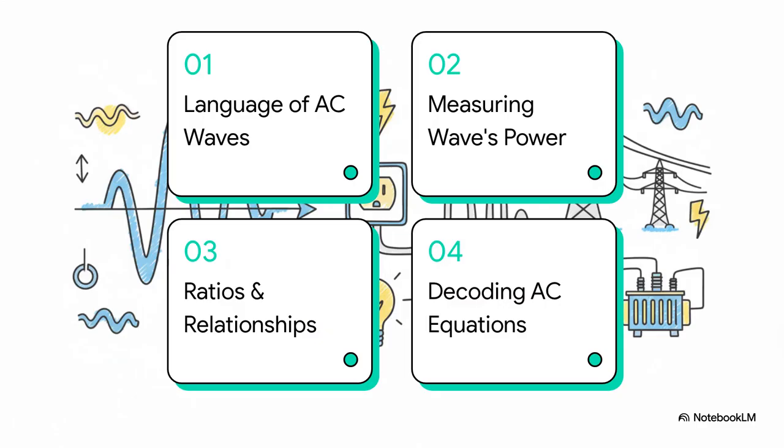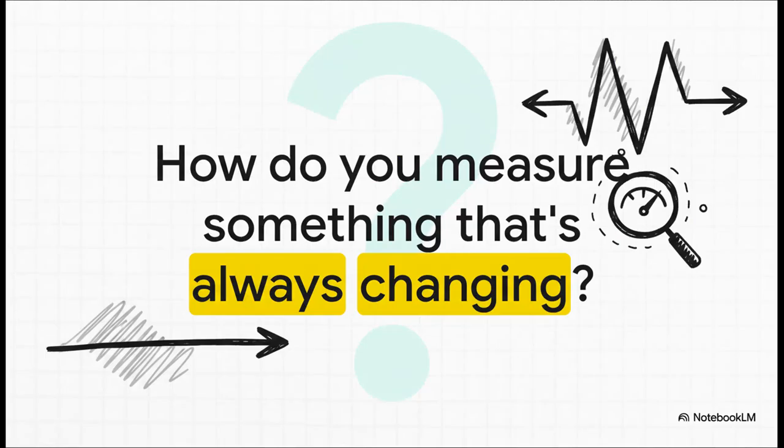Okay, so here's our game plan. First, we're going to learn the lingo, the language of AC waves. Then, we'll figure out how you actually measure its power. After that, we'll dig into some key relationships that are kind of like diagnostic tools. And finally, we'll put it all together and solve a real problem. And this question, this is really the heart of the whole thing.